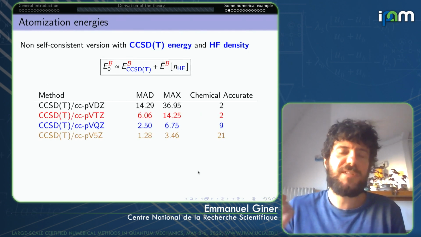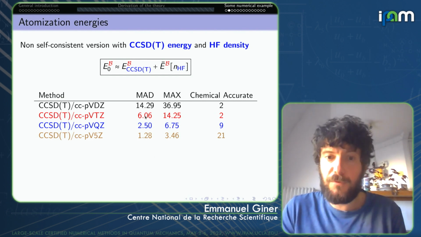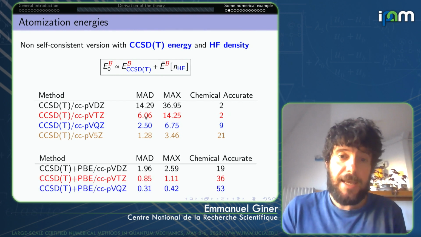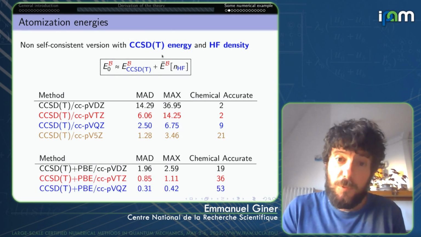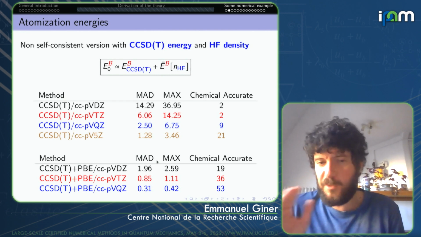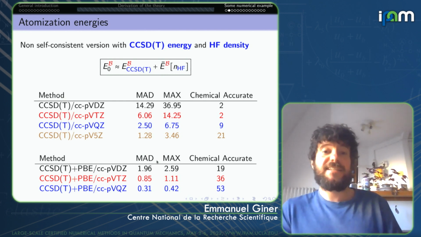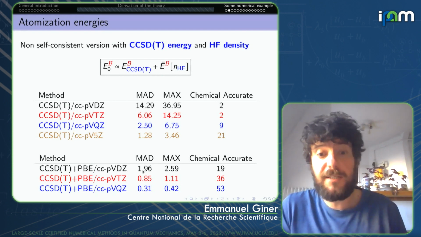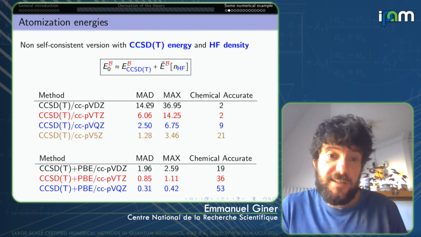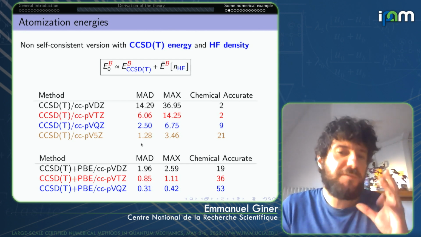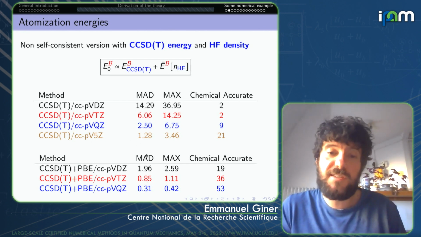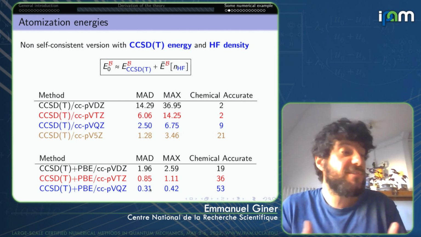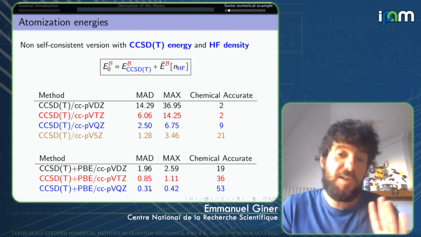Just to give you the numbers, these were the numbers with the bare wave function method. And now if we just add this simple quantity here, which is essentially free compared to CCSD(T), this is what we obtain. So we go from 14 kcal to essentially 2 kcal in double zeta, and within the triple zeta, we are already performing better than the quintuple zeta quality, and it keeps on getting better. Why? Because we designed everything such that it vanishes when the basis set is complete.